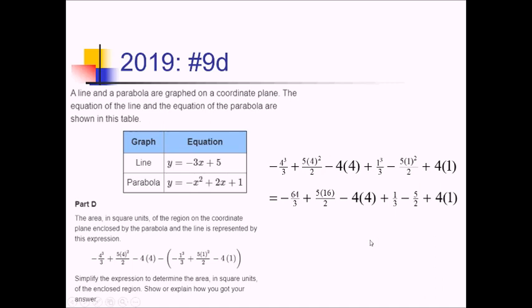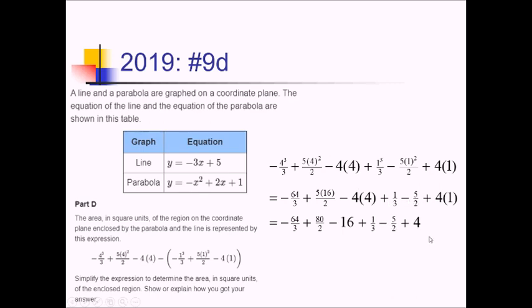Now we're going to take care of multiplying and dividing. They're really the same step. You basically have to do the terms first before you can add or subtract anything together. So let's see, negative 64 over 3. I'm going to leave that the way it is because I have a feeling I'm going to have to do some fraction math later on. And let's see, 5 times 16, I'll take care of that. That's going to be 80. So 80 over 2. And then 4 times 4 is 16, so we have minus 16. 1/3 I'll leave. Negative 5/2 I'll leave.